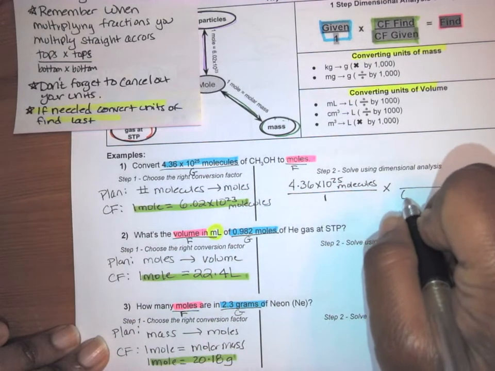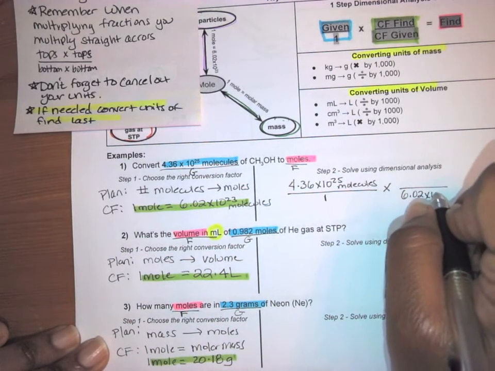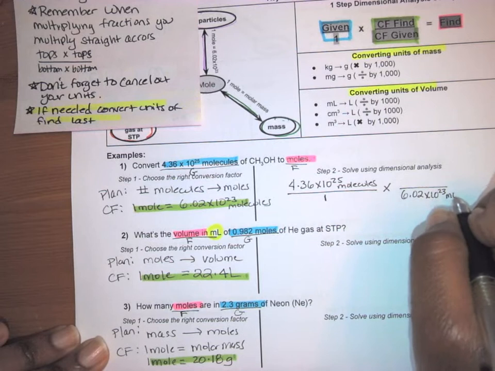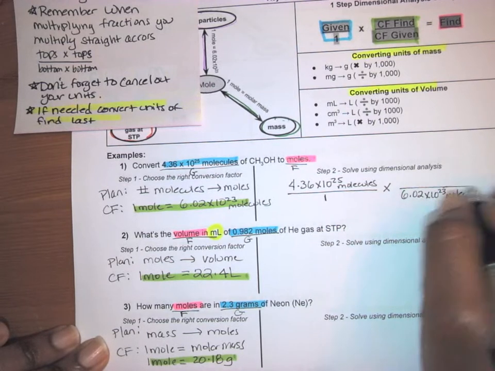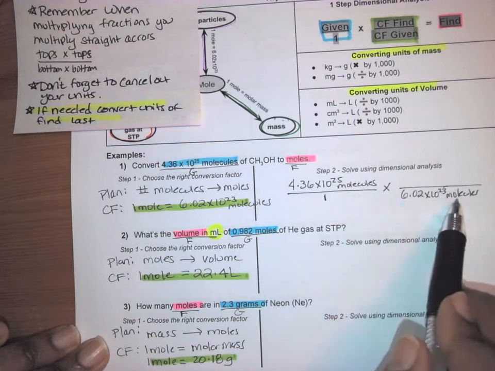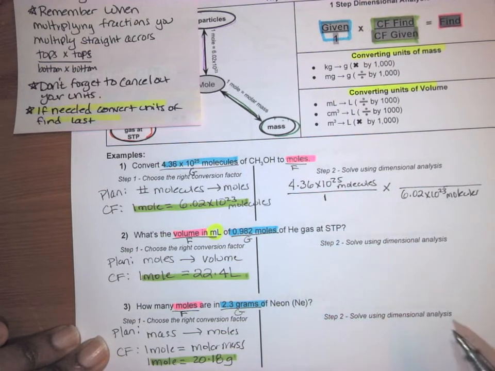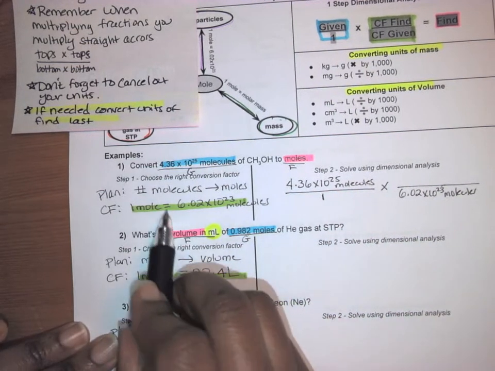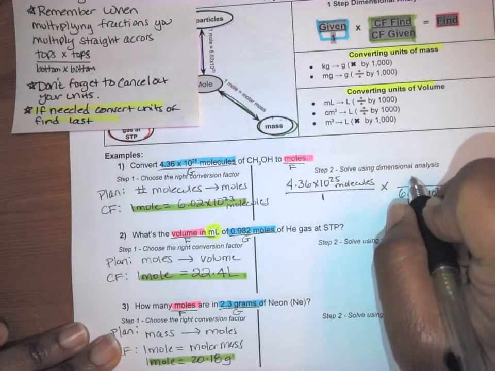So I'm going to write this whole thing, 6.02 times 10 to the 23 molecules. Notice I'm using my units to decide what goes on top and the bottom, not the value. So focus on the units. These units are opposite, so they will cancel out, which is what I want. And then what I have left is the 1 mole, so that's going to go on top.